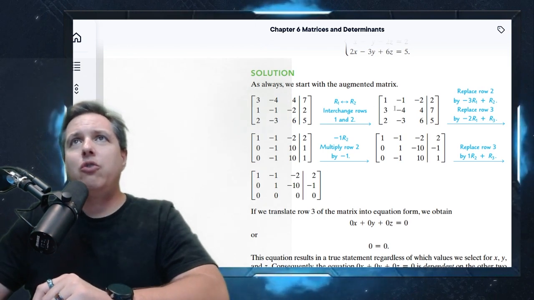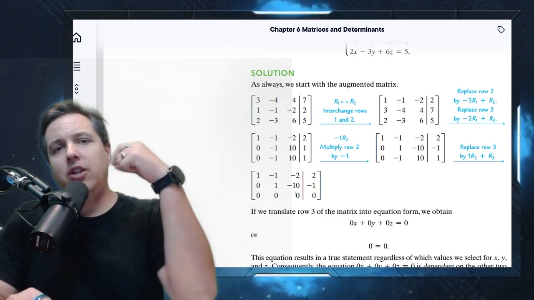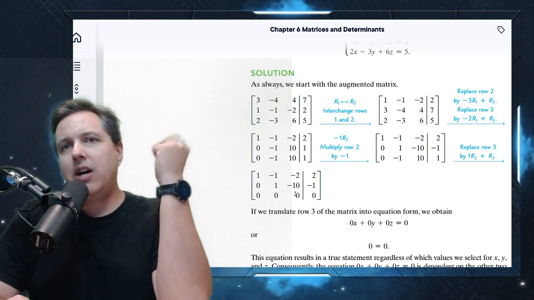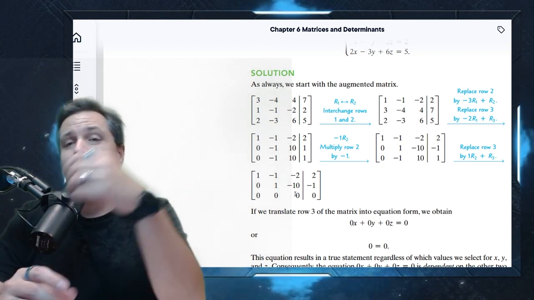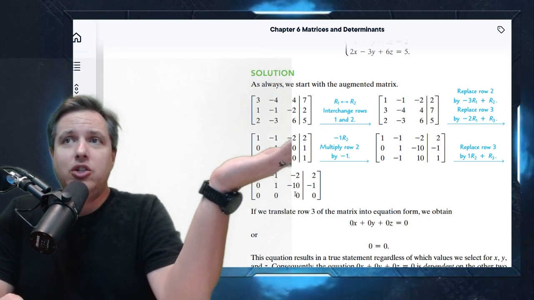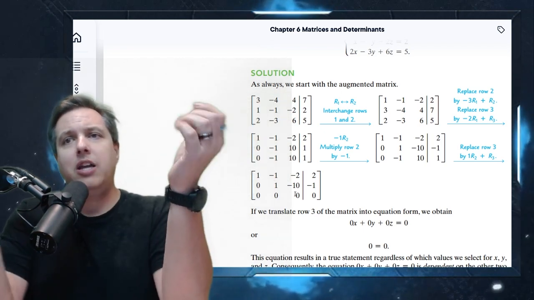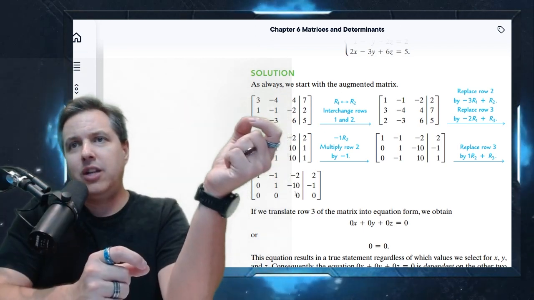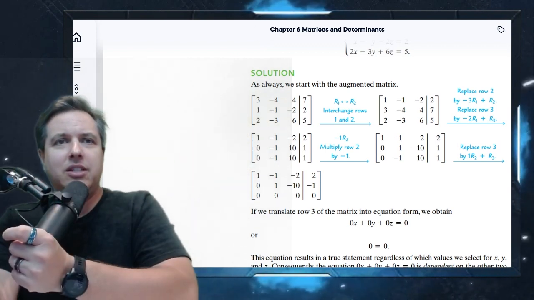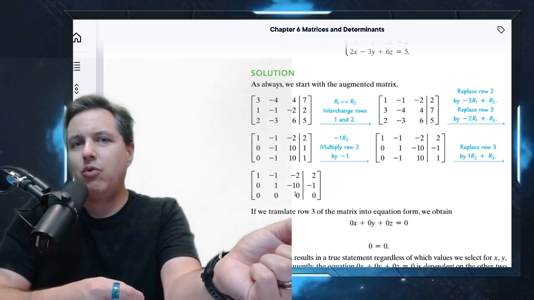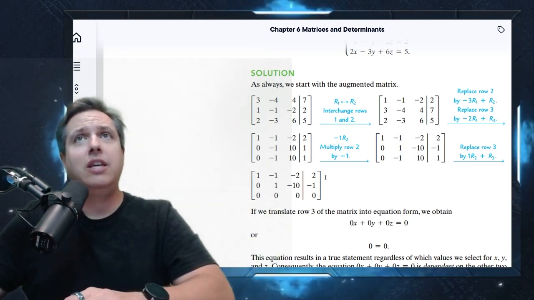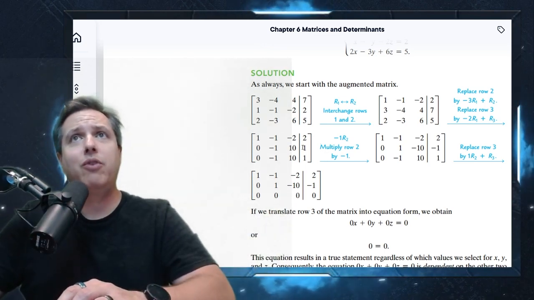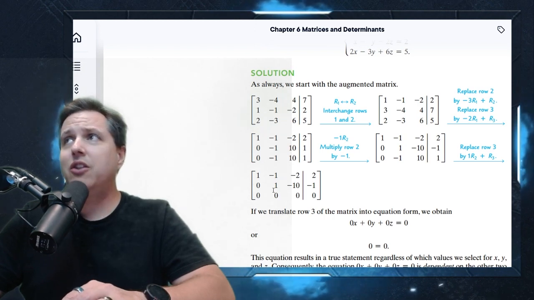What this shows us is that one of our original equations was a linear combination of the other equations. It could have just been a multiple of one of the equations, or it could have been much harder to spot. It could be 2 times the first equation minus 3 times the second equation gives you the third equation. You're probably not going to spot that right away, but when you go to do the simplification using your row operations, it's going to pop out like this on the bottom.